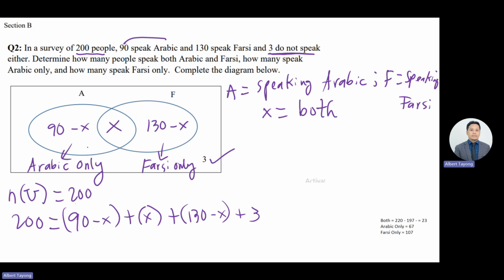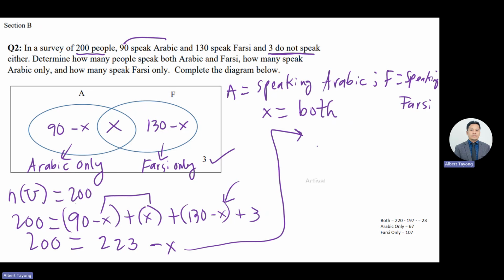Okay, the universal set contains all the elements inside the box. So 200 equals, this is deleted, negative X plus X. This is 90 plus 130 plus 3, 223. The remaining is minus X. And then we're going to transfer X to the other side, 223 minus 200. Transfer 200 to the other side, X equals 23. These are the number of people who speak both Arabic and Farsi.